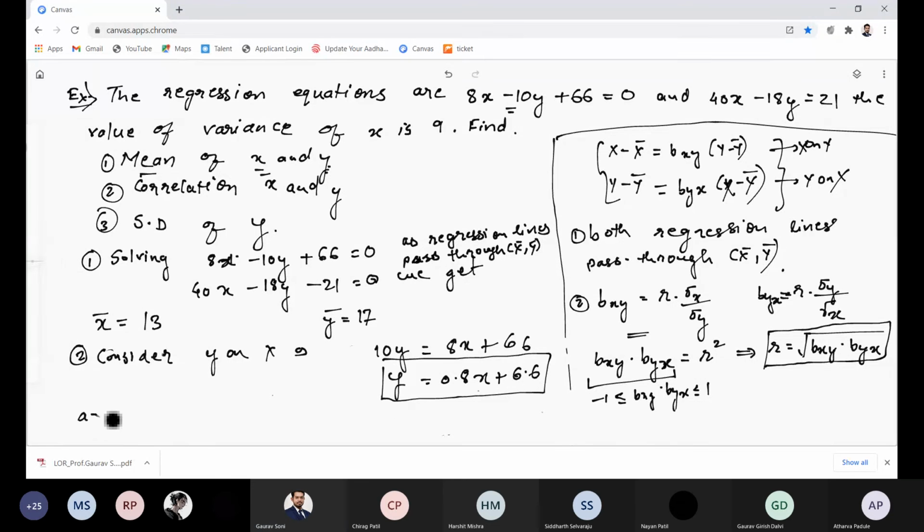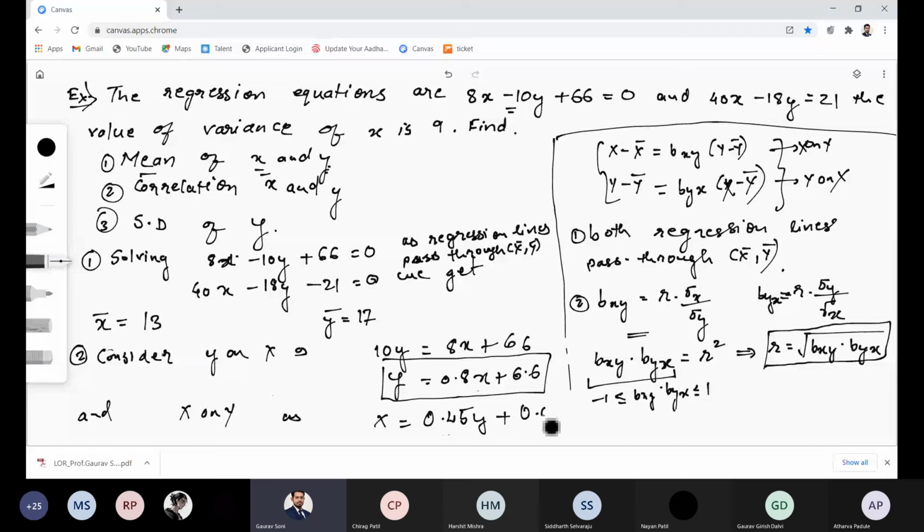And x on y: from the second equation I need the value of x. So x will be equal to 18 by 40, so 0.45y plus 21 divided by 40, 0.52.